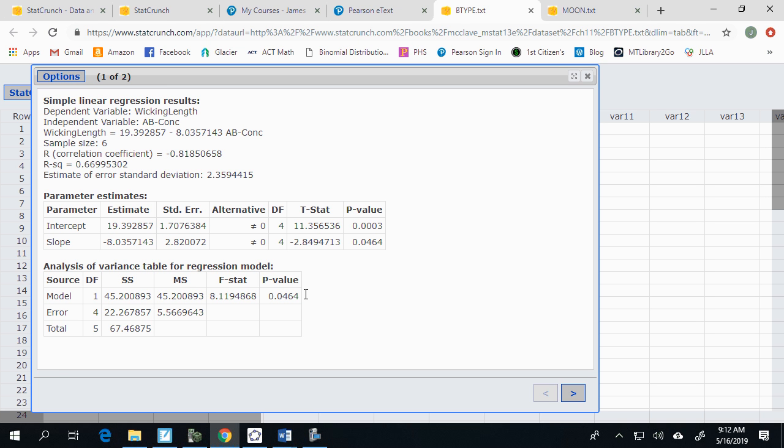What does the fact that it's negative mean? For every unit of concentration, you're going to go down 8.04 millimeters. Right. For every time I increase the unit of AB concentration by 1 unit, I'm going to expect 8 millimeters less of wicking length. I'm going to expect it to wick 8 millimeters less. Okay? So you need to be able to pull this number off of here and then tell me what it means in a sentence. Okay?